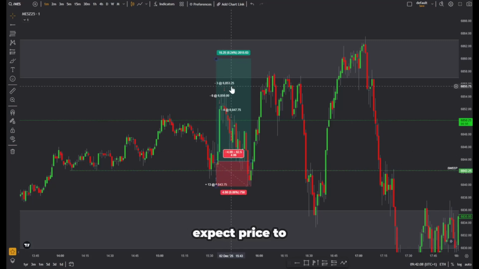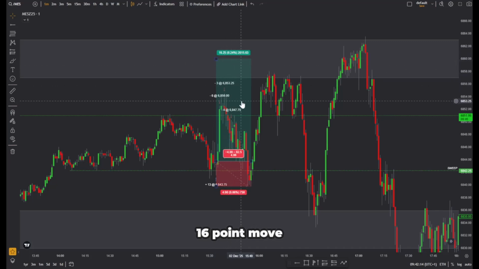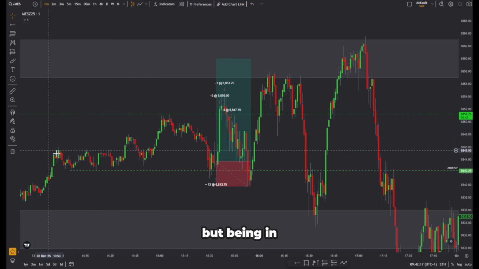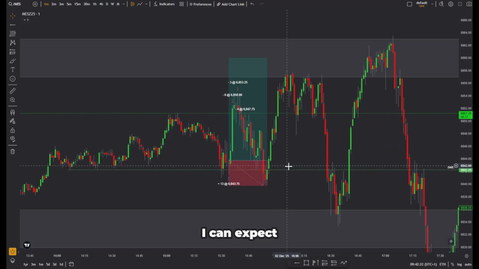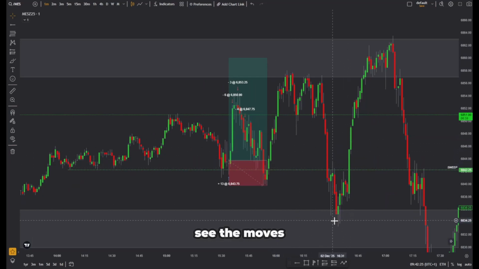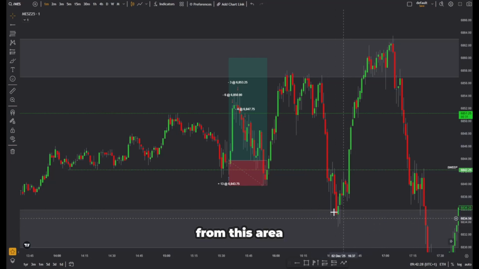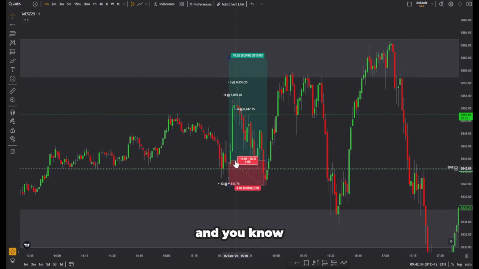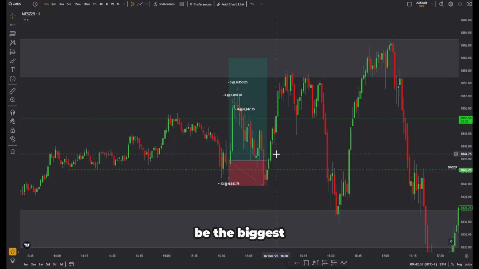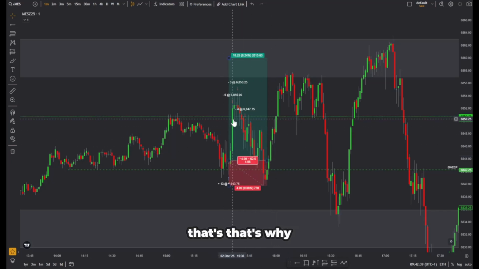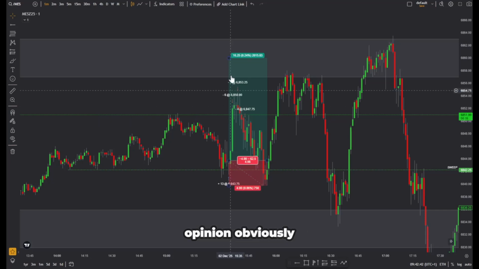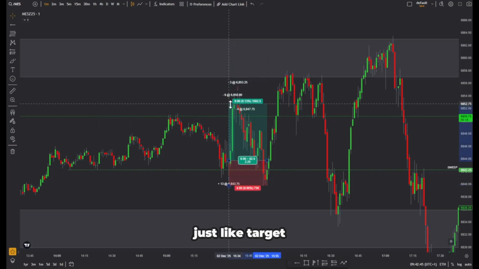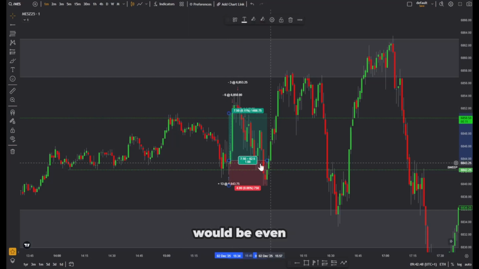We can't really expect price to make some pretty decent moves, because in the end I was still looking for a 16-point move, which is not massive, but being in this balanced range, as I'll show you on the higher time frame in a minute, I can expect not the biggest moves. As you can see, the biggest moves are from the edges, right? From this area that I had right here, big move. From this area right here, big sell-off as well, and everything in the middle is not going to be the biggest trade. So that's why it's always good to take partials, in my personal opinion. Obviously, you could have gone for a smaller target, like this high, for example, which would be even less than 2R.